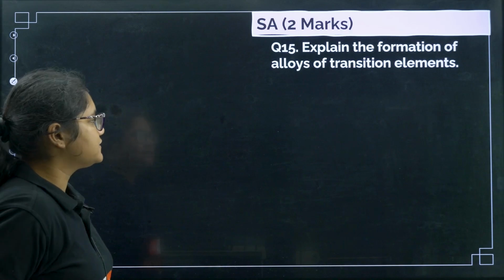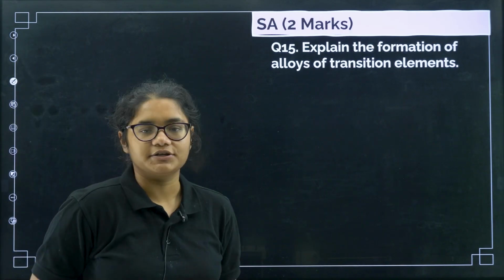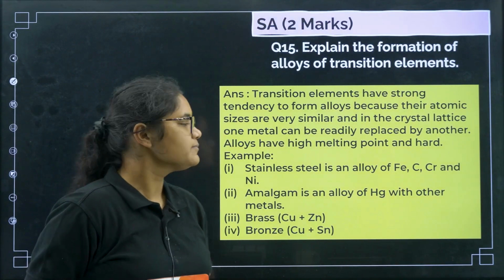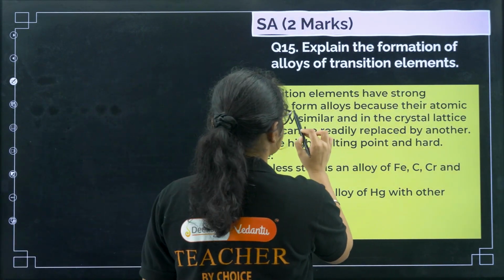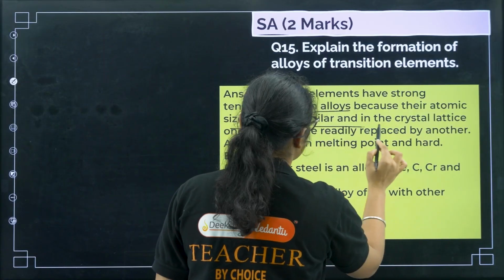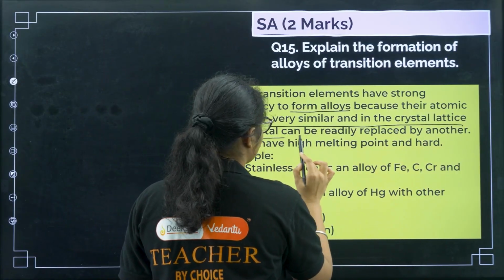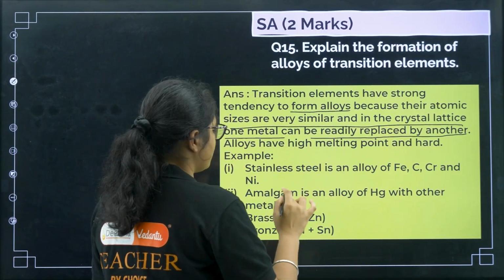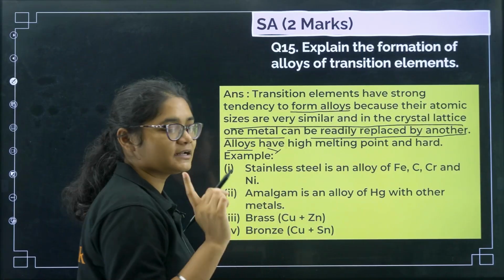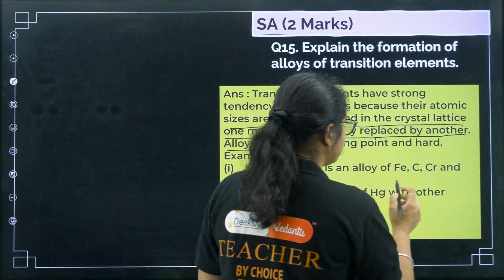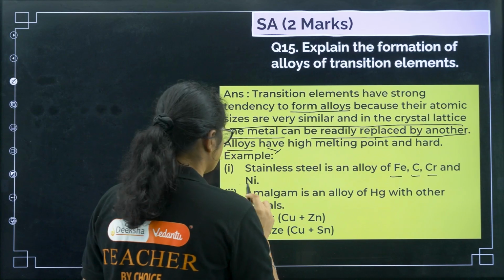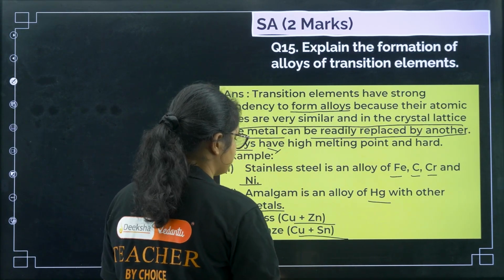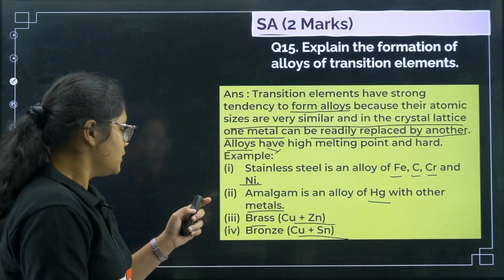Next, explain the formation of alloys of transition metals. They are able to form alloys because of similar size. The transition elements have a strong tendency to form alloys because their atomic sizes are very similar, and in the crystal lattice one metal can be readily replaced by another. Alloys have high melting and boiling points. Some examples you should remember: stainless steel is iron, carbon, chromium and nickel. Amalgam is mercury with any other metal, brass is copper plus zinc, and bronze is copper plus tin.